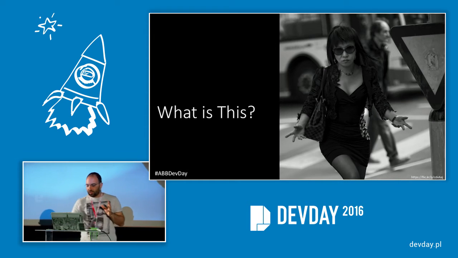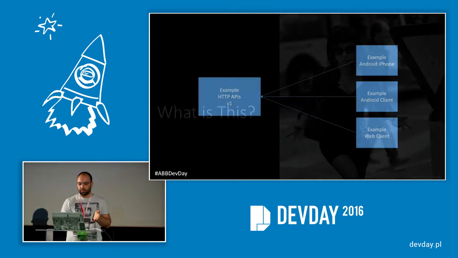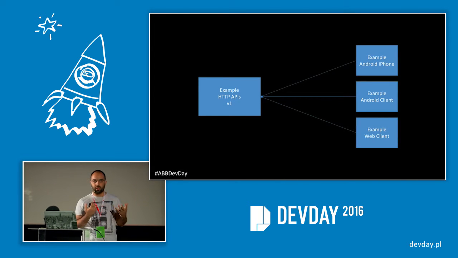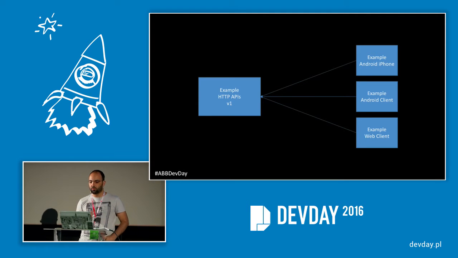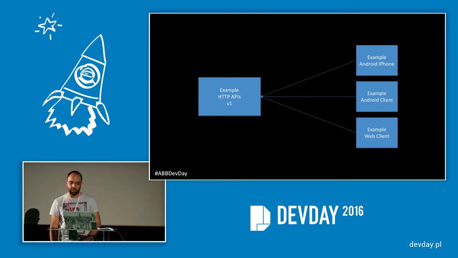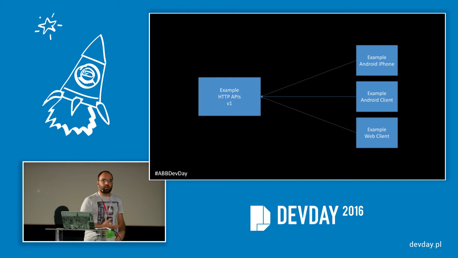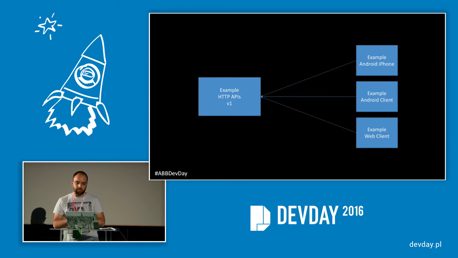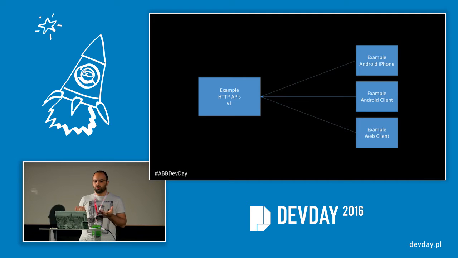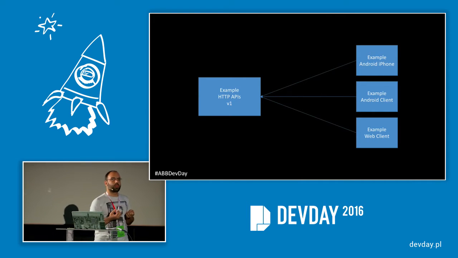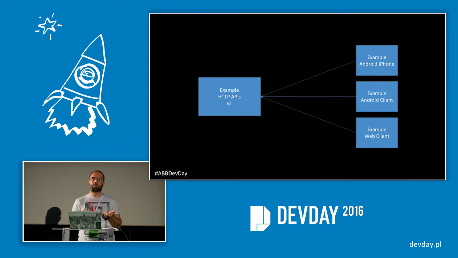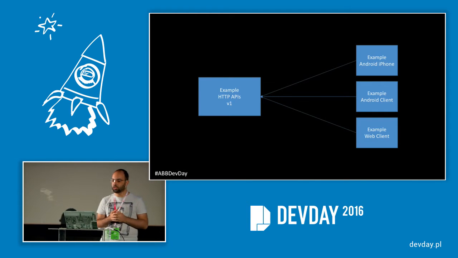So let me give you a simple example. Let's assume that we have an HTTP API running on a server, and we have a few clients. One of them is an Android client. The other one is another Android client someone else actually downloaded. The other one is a web client. So what we want to do here is, we have version 1, right? But we want to release version 1.1 of the API because we made some changes and all that stuff.